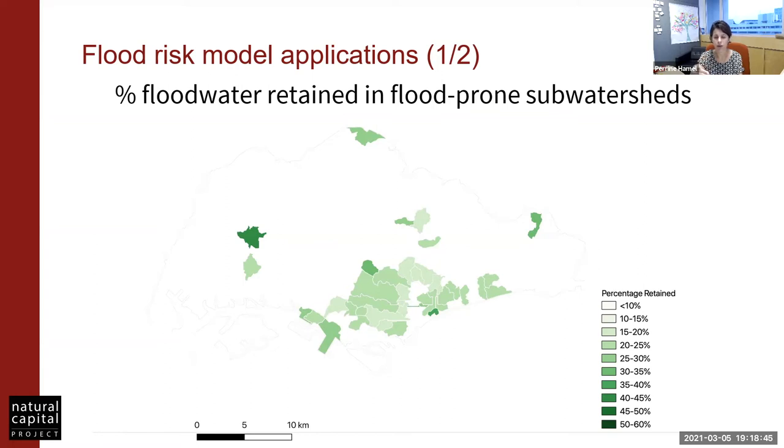So where we know there's a risk of flooding, it's one way to determine how important and valuable this service is. This is because that's an area where there has been flood in the past, and we know that it's important to protect or enhance, increase the flood retention service. So this is the type of map outputs that one can obtain with the model.